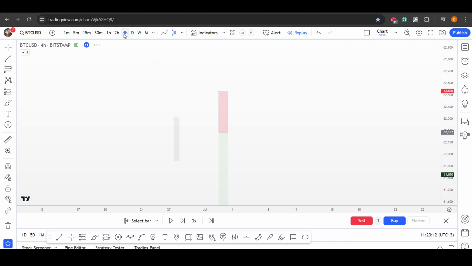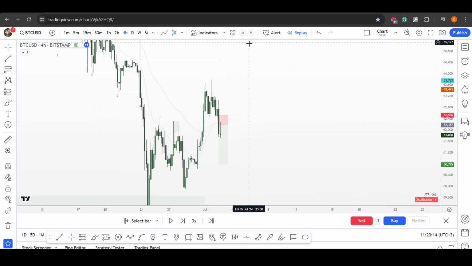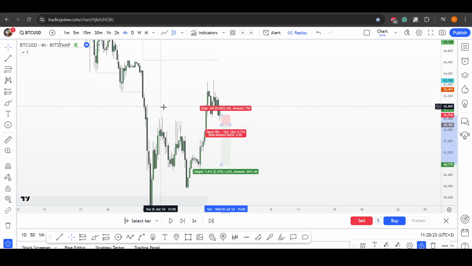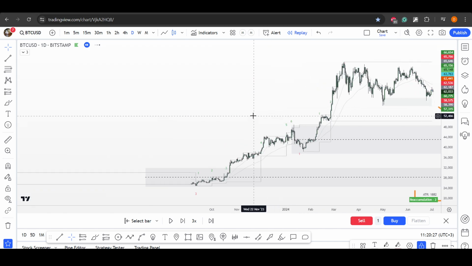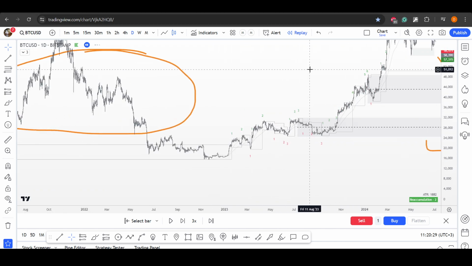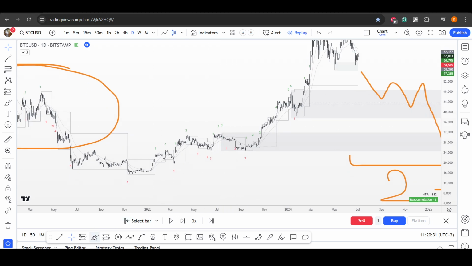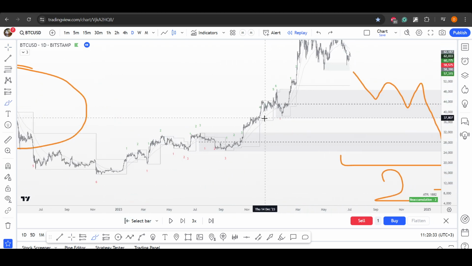First of all, on the daily, so we were here in the beginning of the trade. On the daily, what we have is, of course, obviously an uptrend, looking like this huge upwards movement.